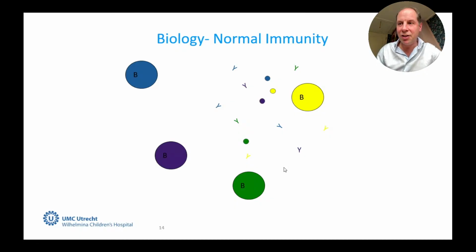And if you look at the pathogens, you see, for instance, the yellow one will only be recognized by immunoglobulins that are yellow, produced by the yellow B cell. So it's a very specific system. And once it's activated, the cells will multiply and start producing a lot of antibodies to help defend the body against the infection.